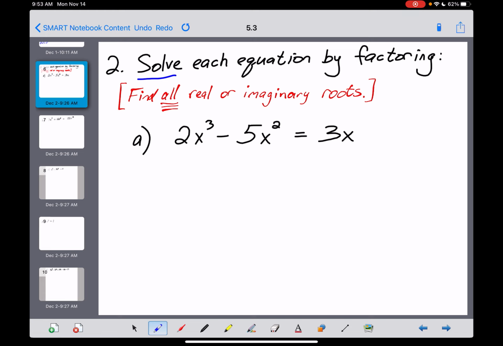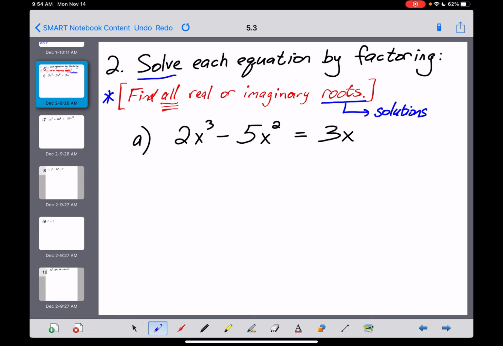Now, I did just want to clarify here, our directions, I should be a little bit more specific than what I wrote the first time. We're going to try to find all of either the real or imaginary roots of each one of these polynomial equations. And if you remember from that big, long slide of notes we took in 5.2, roots are basically just solutions to your polynomial equations. So here we go, guys. We've got 2x cubed minus 5x squared is equal to 3x.